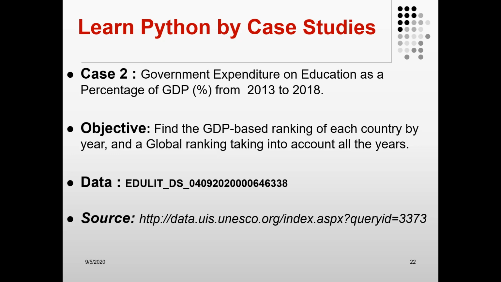Today we'll go to our second case, which is government expenditure on education as a percentage of GDP from 2013 to 2018. The objective of this case study is to find the GDP-based ranking of each country by year, and a global ranking taking into account all the years.